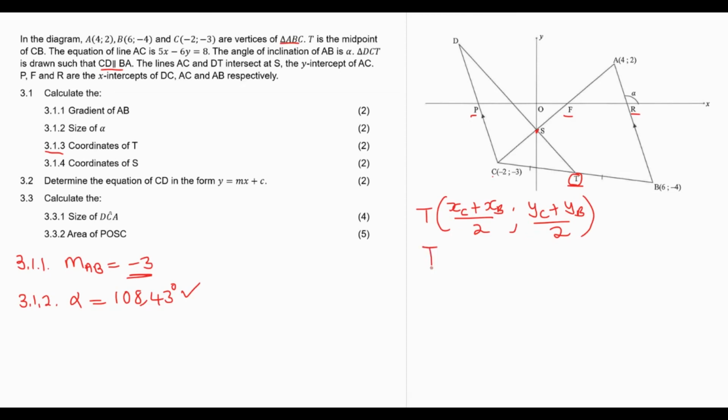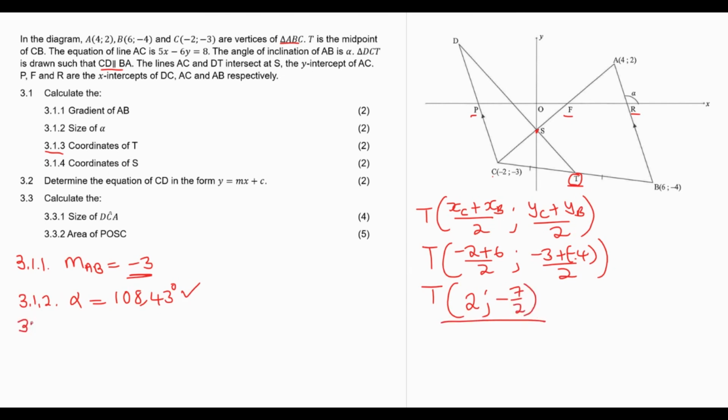Right, so it means the coordinates of T will be (-2 plus 6) divided by 2, and then we have (-3 plus -4) divided by 2. Right, and then we get that -2 plus 6 is 4, divided by 2, which is 2. And then -3 plus -4 is -7, and -7 divided by 2 is -7/2. So these are the coordinates of T.